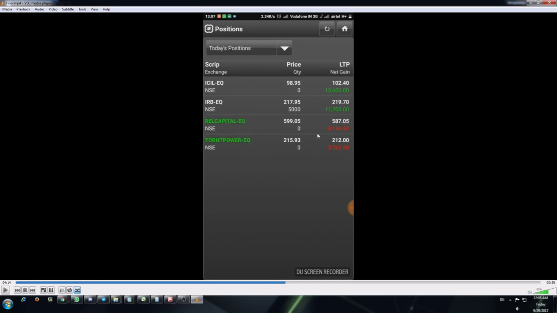Okay, finally I got fed up with Reliance Capital because it was increasing my loss. As I told earlier, Supertrend was my stop loss, and when that was crossed, I decided to come out of the trade. So in total it was 8,144.50 rupees in loss.